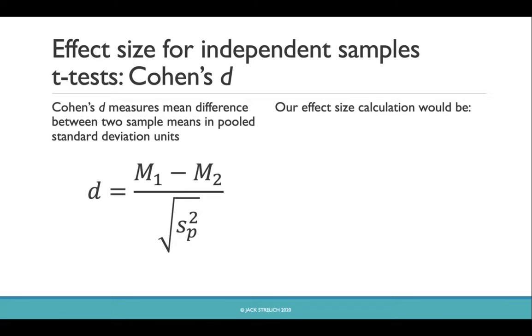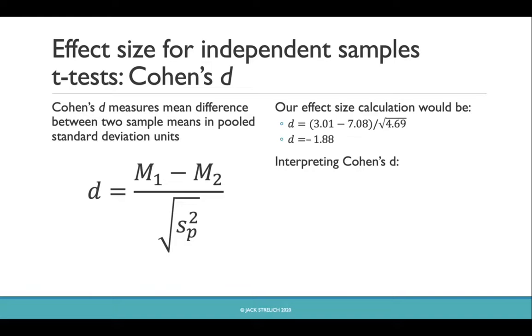So here, our effect size calculation would be that d is equal to 3.01 minus 7.08 divided by the square root of 4.69, which, if you'll recall, is the pooled variance that we found earlier. Taking the square root of variance, of course, gives us standard deviation. So this will give us a d value of negative 1.88.